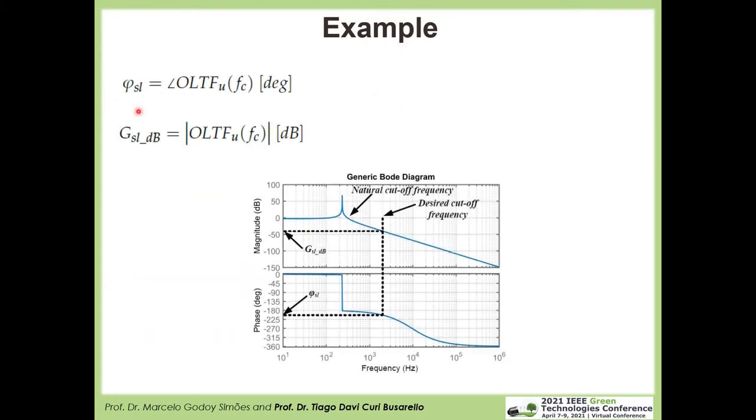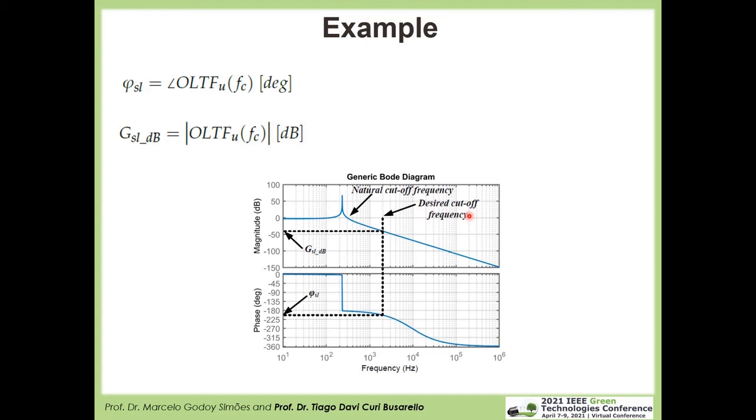Next, we need to compute two things. They are the angle at the desired cutoff frequency and also the gain at the same desired cutoff frequency. First of all, describing a little bit this desired cutoff frequency. This is a choice of our design. We need to specify what we want as a cutoff frequency. The higher this frequency is, the faster your controller is. However, we cannot choose this cutoff frequency arbitrarily.